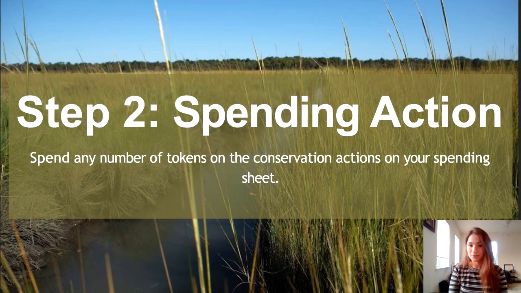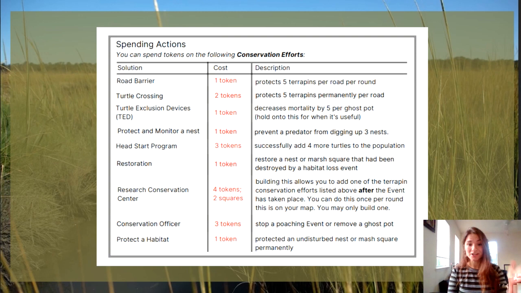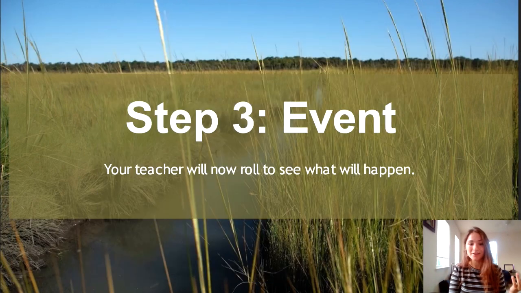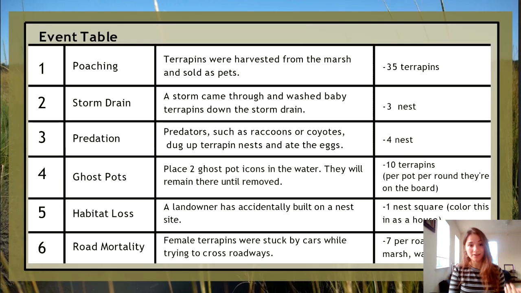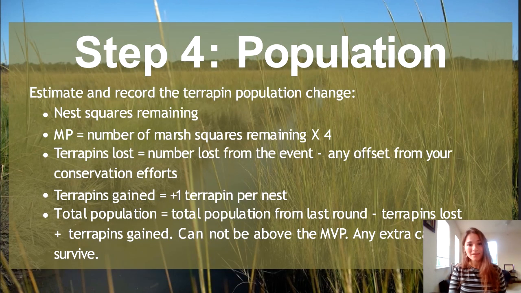Step 2, they will get to spend a budget that they have on conservation actions that can help the turtles. They don't have to spend, but they could spend, so it's up to them to deliberate. Step 3, you as the teacher will roll a die and an event will happen that can affect the terrapin population later on in the game. And then step 4, students will get to do some math and calculate their terrapin population for that round.